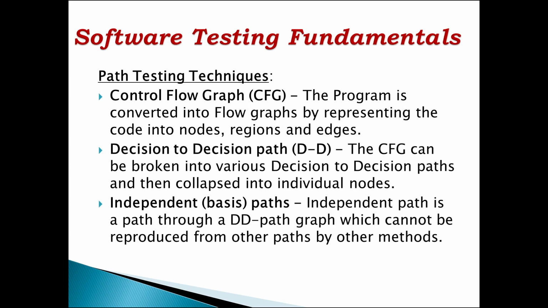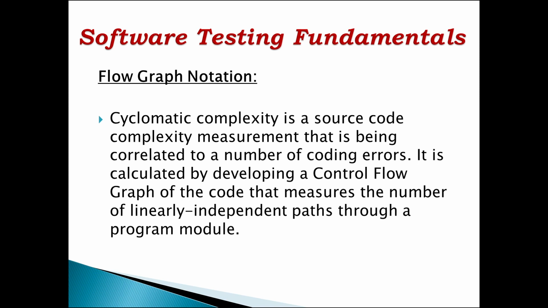Next, decision to decision paths. The CFG can be broken into various decision to decision paths and then collapsed into individual nodes. Independent paths: an independent path is a path through a DD path graph which cannot be reproduced from other paths by other methods. Flow graph notation.